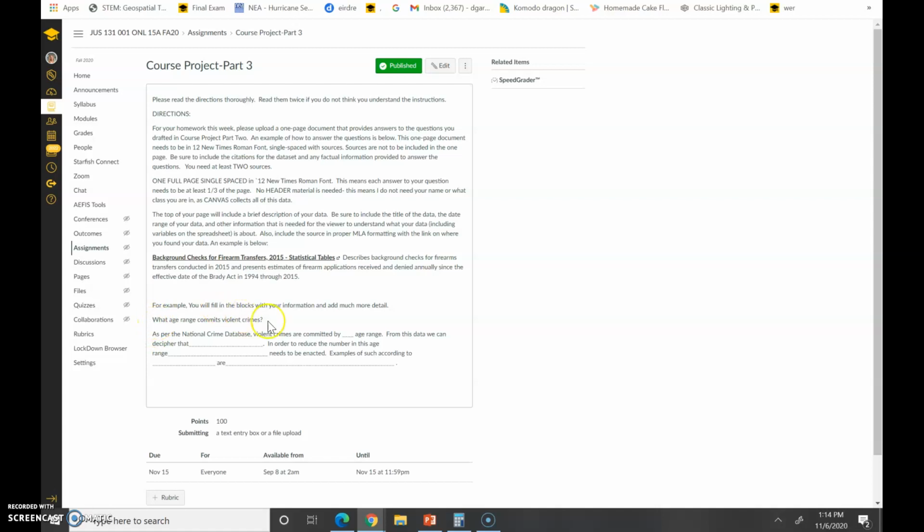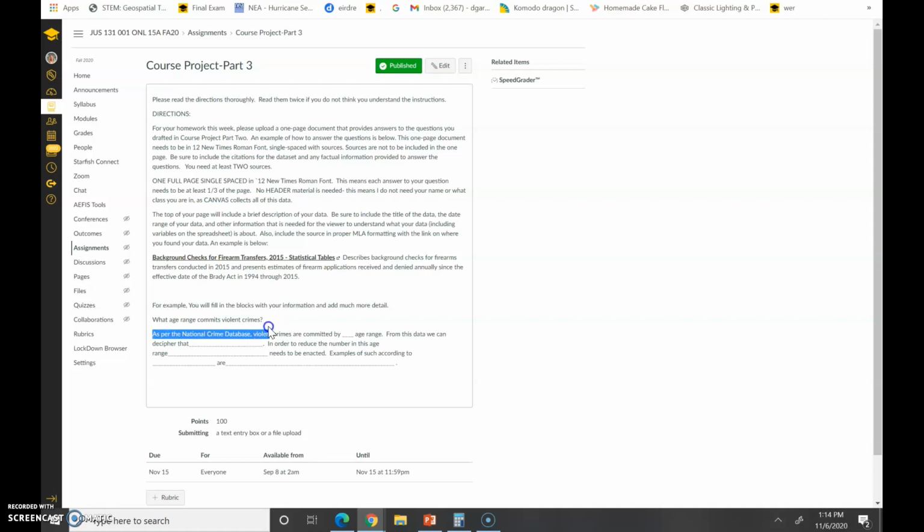Here's the question I'm trying to answer. What age range commit violent crimes? And then below it, I would have my table. Now, you're not going to include your table in this, okay? And then you're going to write your paragraph as to why it is that, okay? So why it is what it is. Why is the data saying what it is?